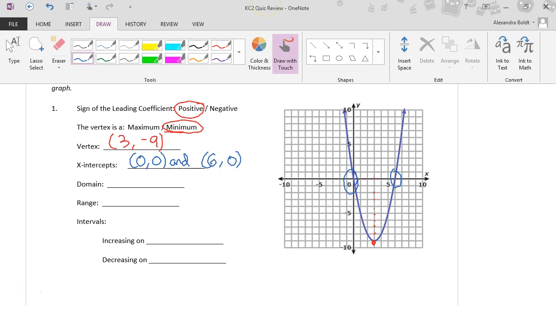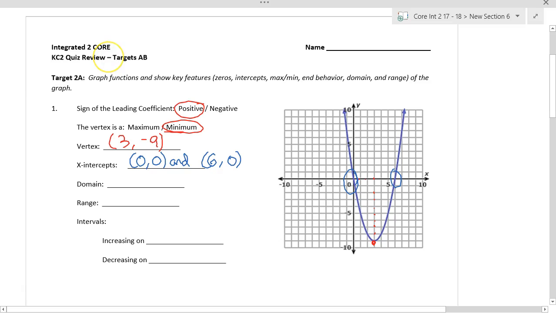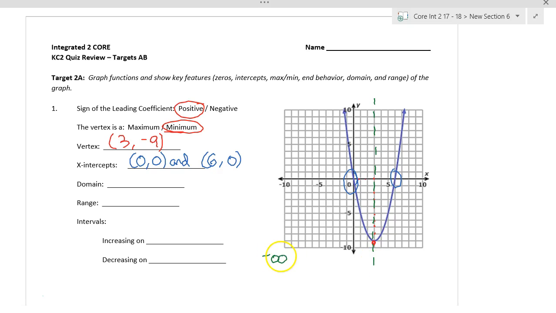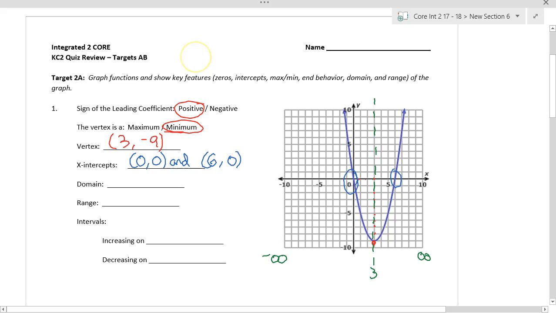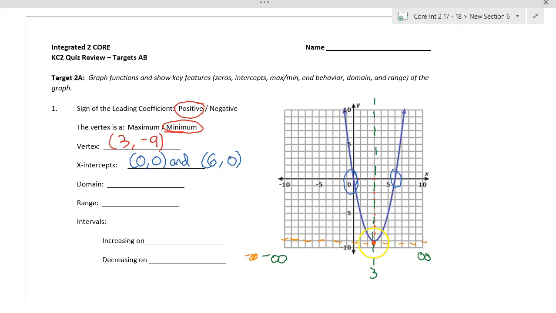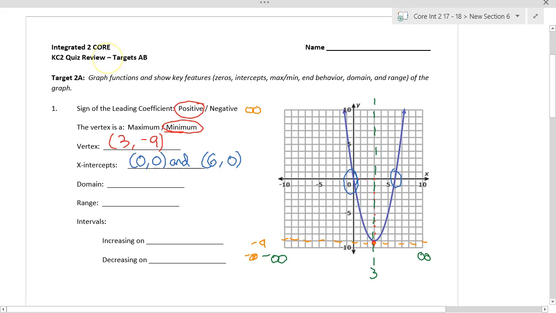Domain. Remember, our domain is going across. I create those lines from negative infinity. This line is on 3 to infinity. And then I create my height line going across the vertex from negative infinity. This line is at negative 9. And all the way up here at infinity. Okay? My domain is the one going across, not the height.